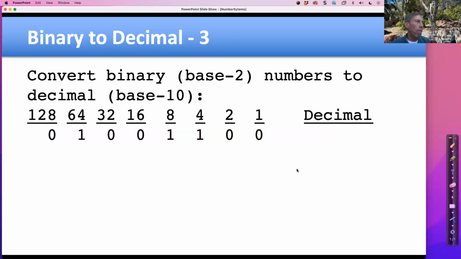How about this one? Okay, yeah, we have 64, an 8, a 4, and that's it. So what do we have? 76.